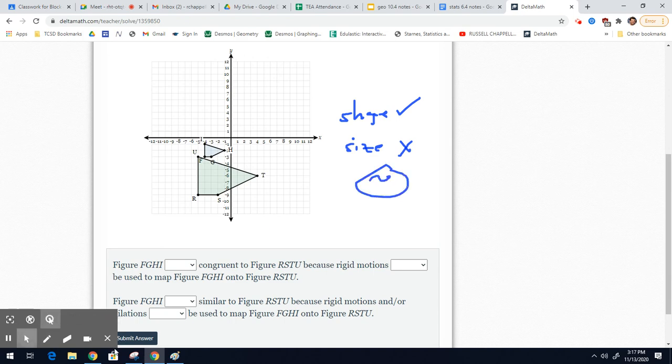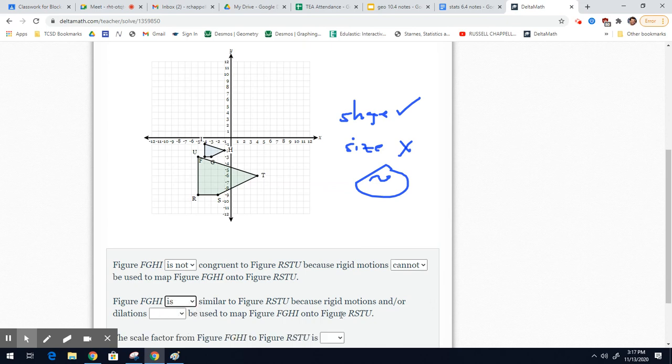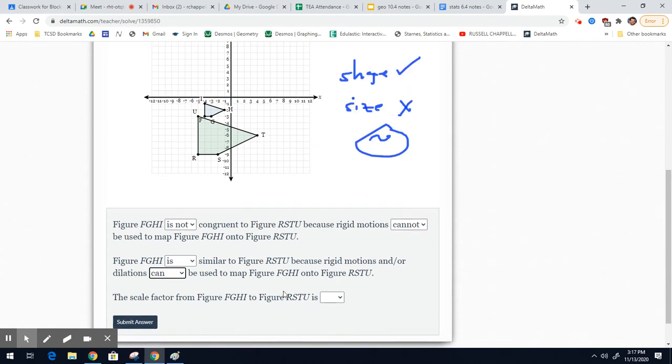So down here, my answers. Figure FGHI is not congruent to RSTU because rigid motions cannot map it. But they are going to be similar because using a dilation and some rigid motions can. So now what's the scale factor? Well, we just look at a pair of corresponding sides. Now, again, order matters. It's going from F, G, H, I to R, S, T, U. It's going from small to big. This is an enlargement. That means your scale factor better be bigger than 1. So think about that. Scale factor bigger than 1.